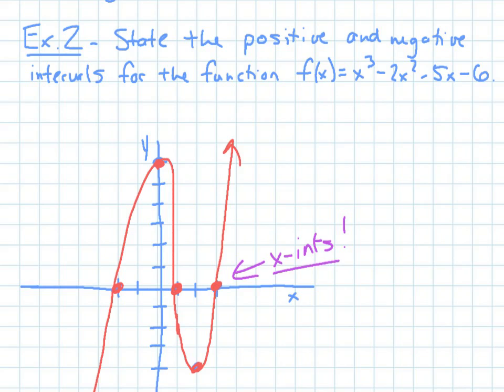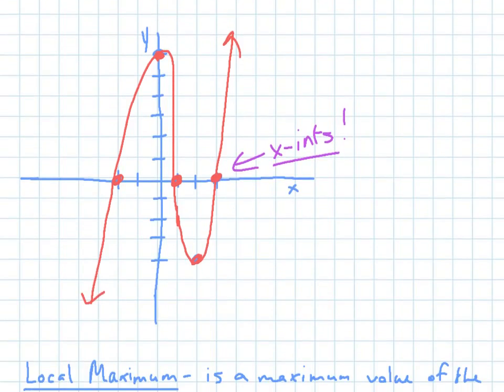Okay, so to find positive and negative intervals, I just need to look from left to right at when I'm below the x-axis and when I'm above. For positive and negative, looking from left to right, I'm starting from negative infinity and moving towards, it looks like, negative 2. There, because you're at the x-axis, your y value is 0.